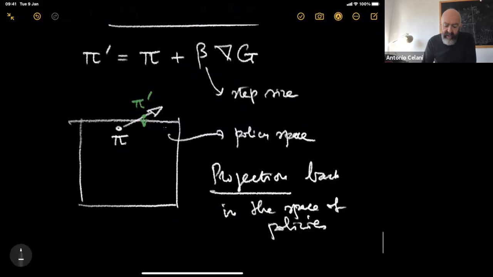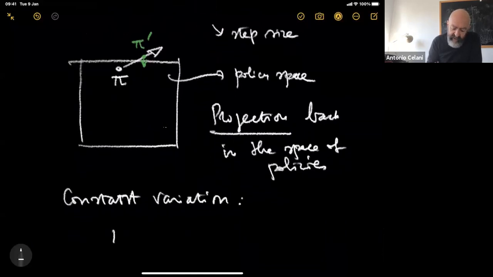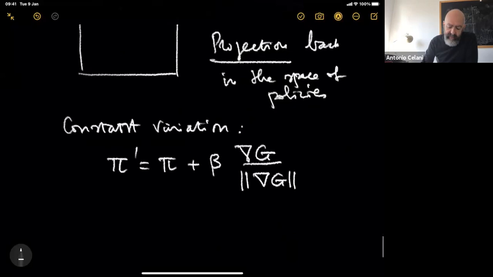Okay, of course, here there is an issue: the length of the step that you're doing in this process depends on the strength of the gradient if you keep beta constant. So another opportunity that we have is to use a constant variation. What is the idea? The idea is, for instance, let's use the gradient, but now we use it in a different way. That is, we normalize the gradient by its length. What is the advantage of doing that? Well, now your parameter beta, you can interpret it as the distance between the previous and the following policy.